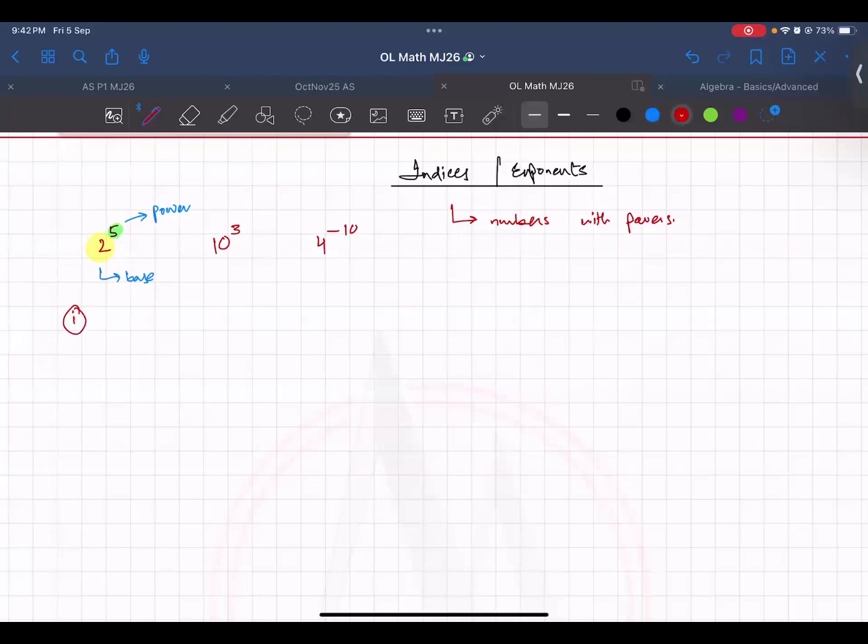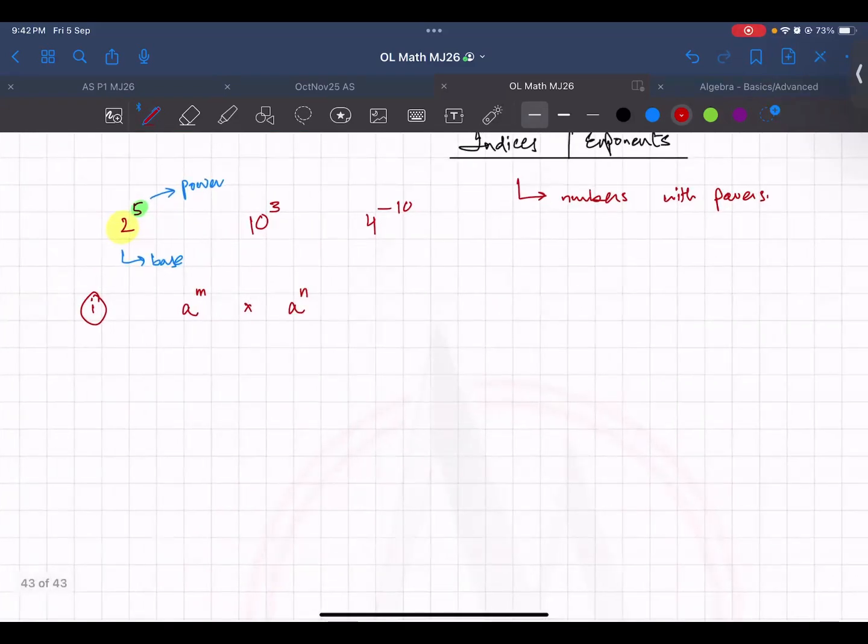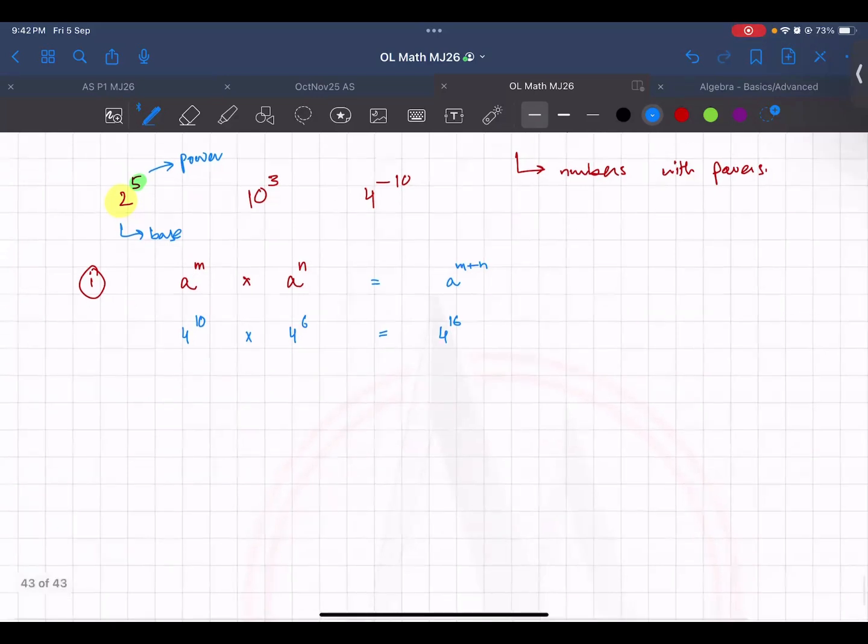Now there are some rules. The first one: a to the power m multiplied by a to the power n. A is the base. You can see both have the same base, but the powers are different. So when the bases are the same and they're multiplying, what happens? Powers add up: m plus n. So let's suppose you have 4 to the power of 10 multiplied by 4 to the power of 6. They would add up to 4 to the power of 16. Add होगा. 10 plus 6 is 16.